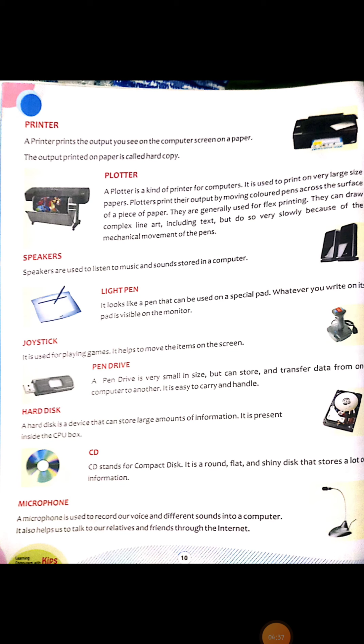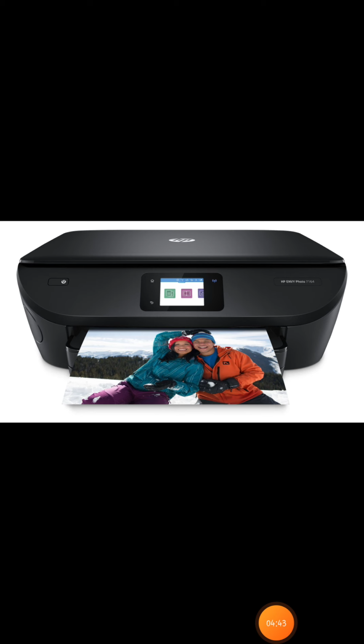Let's move to the next device, that is printer. A printer prints the output you see on the computer screen on a paper, and the output printed on a paper is called hard copy. When you were going to school, you got your examination sheet, means your question paper, in printed form. A printer prints the text or the pictures on a paper.